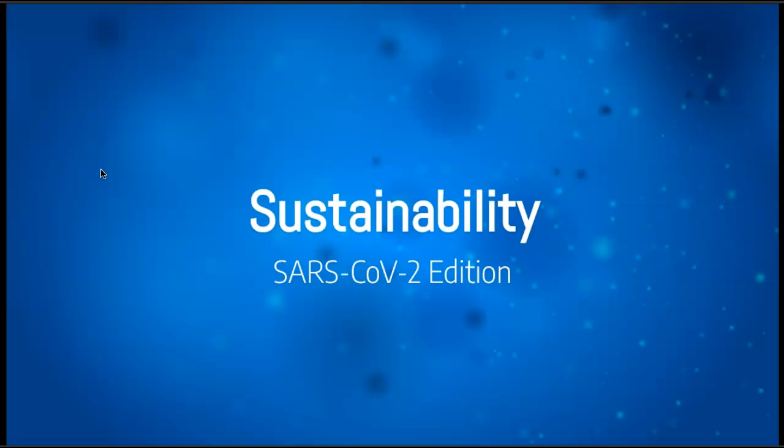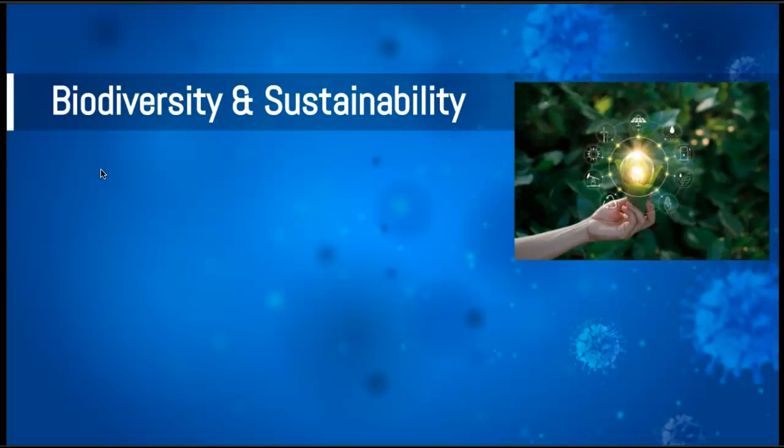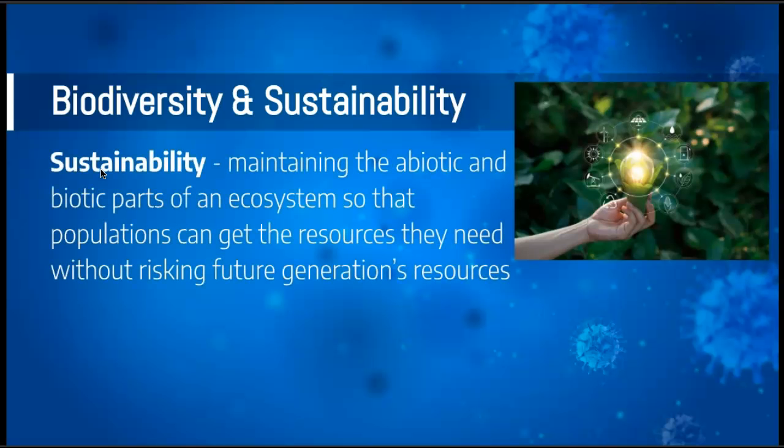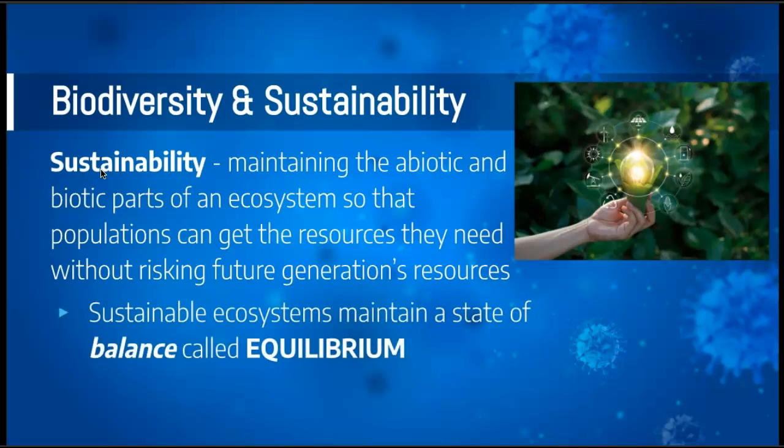Well, that gets us to our final topic, which is what's called sustainability. So we're going to talk a bit about biodiversity and sustainability and how they interact with each other. First, the idea of what is sustainability. Basically that just means making sure that abiotic and biotic parts of an ecosystem are maintained. And that can be done in a way so that populations can get the resources they need without risking future generations' resources. Now, sustainable ecosystems do this through a state of balance that is called equilibrium.